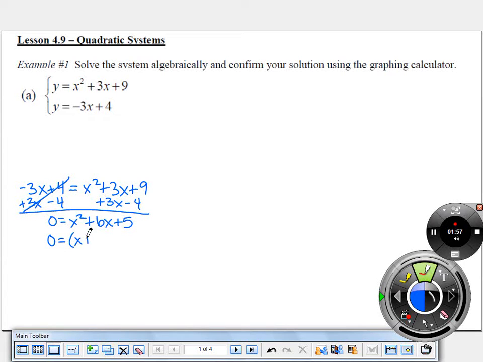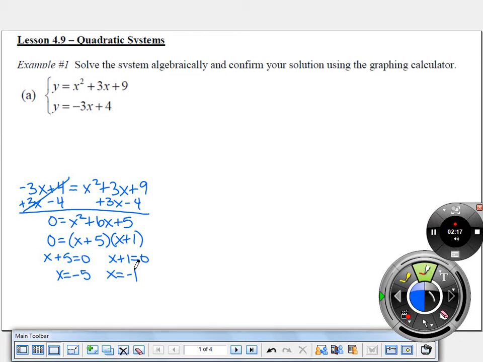Let me just check my factoring. If I do x plus 5 times x plus 1, that will give me x squared plus 6x plus 5. And then if I set each of those equal to 0, I have that x could equal negative 5 or x could equal negative 1.